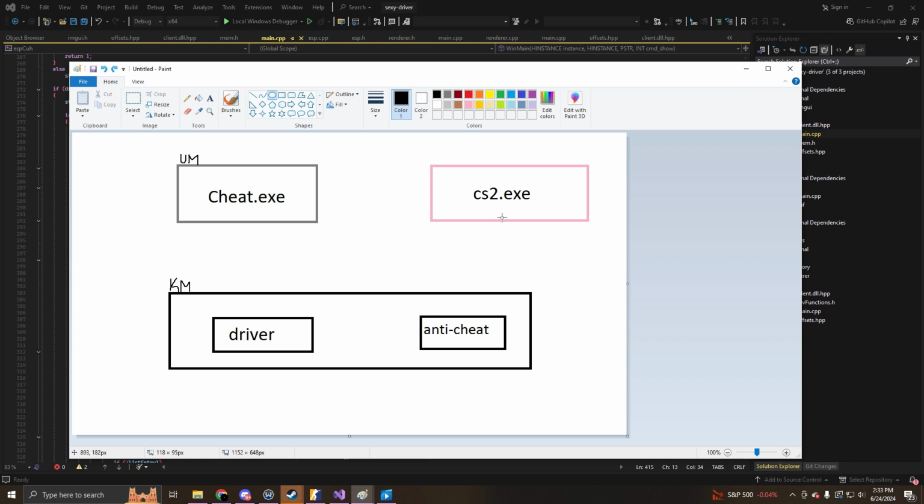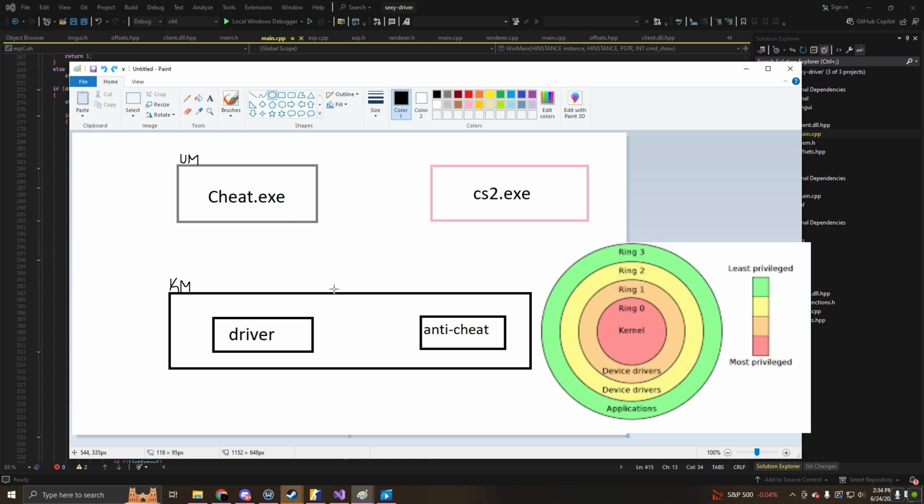To first understand how cheats work, you have to understand the difference between user mode and kernel mode. So I'll put a picture on the screen. Think of your computer as a hierarchy, and the rings going towards the middle have more permission. On the very outside is user mode, and on the very inside is kernel mode. Each ring down, it gets more powers on your computer. At the very middle is full administrator powers, also known as the kernel.